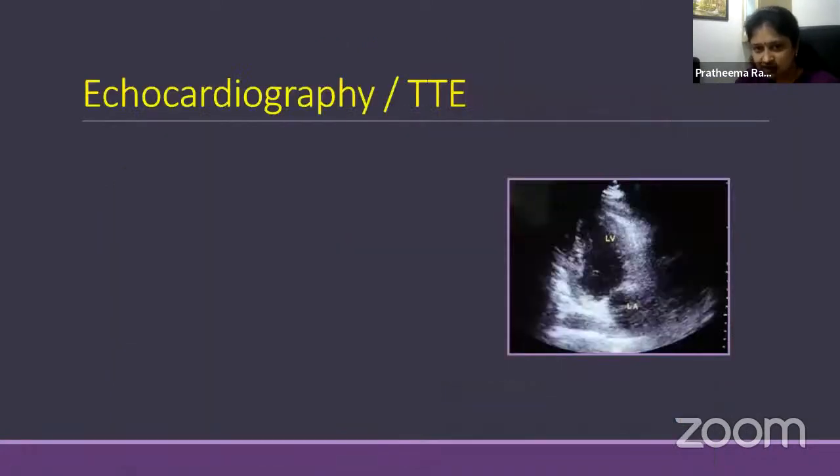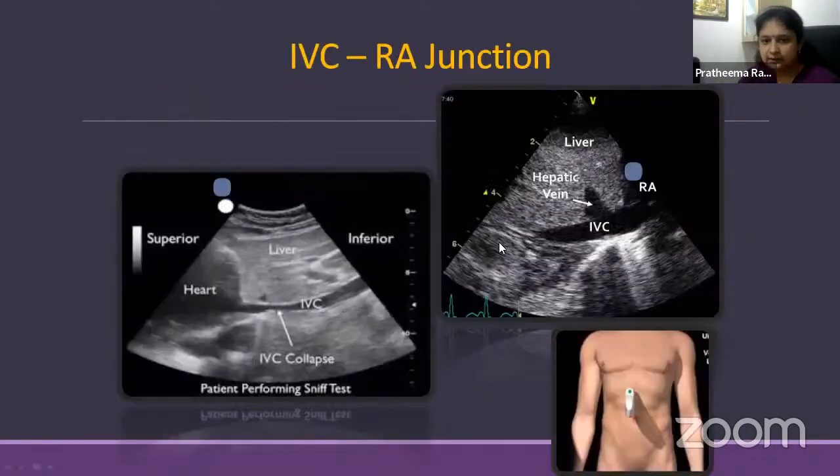I have not put any images for B lines, but if there are B lines, we do not give fluids. We just make sure the patient is not overloaded. So if the IVC is full, but the patient's lung ultrasound is better and doesn't have B lines, which is evidence of fluid overload, then we can give more fluids. So that is how we use the echo probe at the bedside.